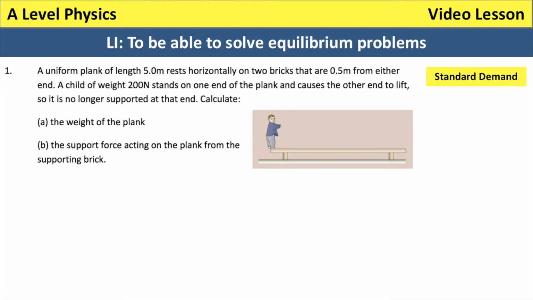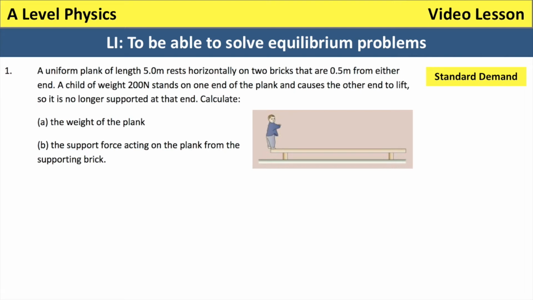Standard demand questions. A uniform plank of length 5 metres rests horizontally on 2 bricks that are 0.5 metres from either end. A child of weight 200 newtons stands on one end of the plank and causes the other end to lift, so it is no longer supported at that end. Calculate the weight of the plank.